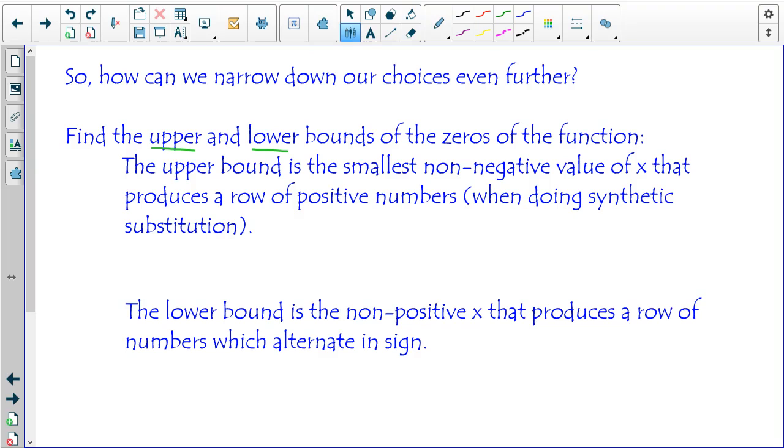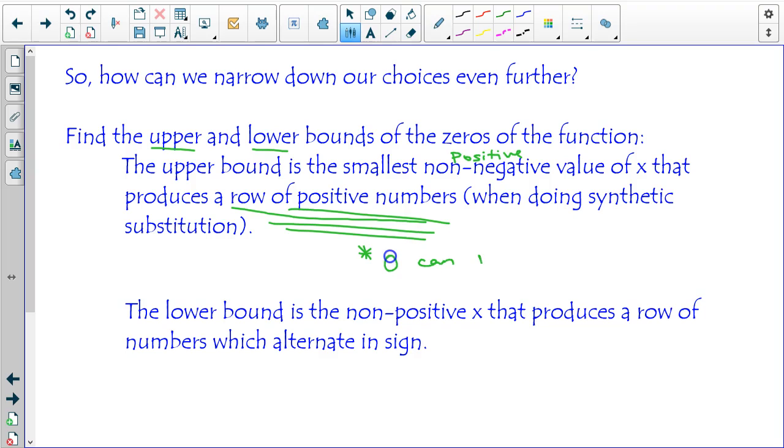And I'm going to show you how to find the upper bound. So the upper bound is the smallest non-negative. Non-negative means positive. So the smallest positive value of x that produces a row of positive numbers. Row of positive numbers. I'm going to underline that several times. And let me put something right here with a star.